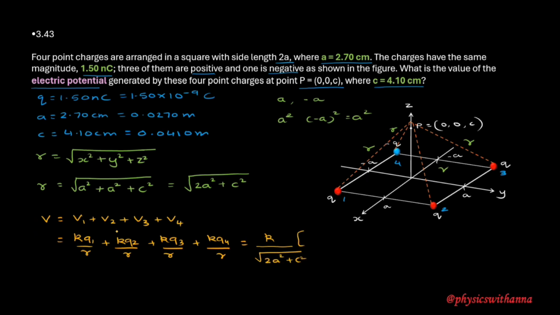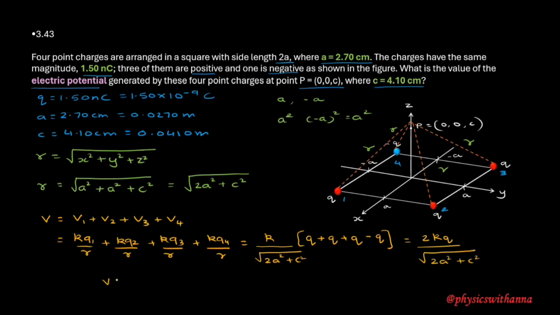Then we substitute the values of Q. Q1, Q2, Q3 are positive Q. So we write Q plus Q plus Q. Q4 is negative Q. And when you solve this, you get the potential to be equal to 2kq over square root of 2a squared plus c squared.